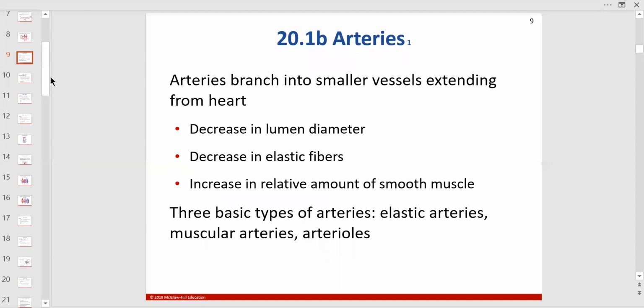Yeah, so the lumen, of course, is decreasing as you get off 287, right? And of course, the elastic fibers will decrease as you get deeper because you want more muscular tissue when you're going towards the houses, right? In the arterioles and capillaries.